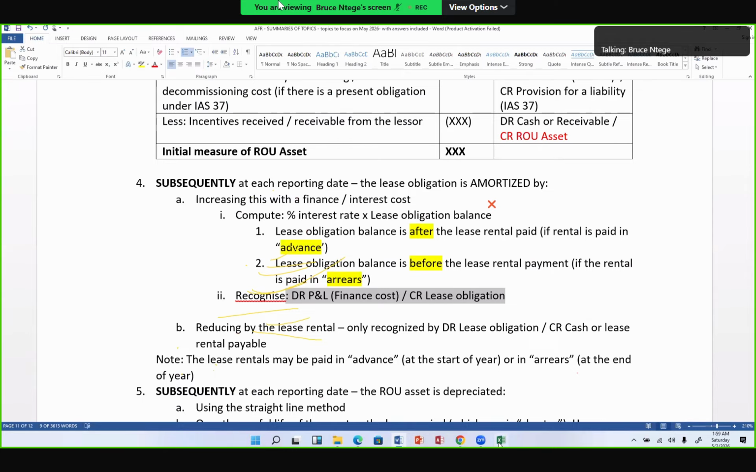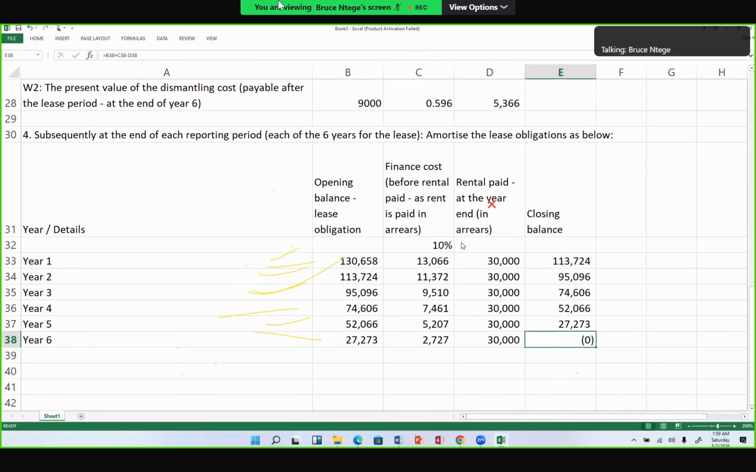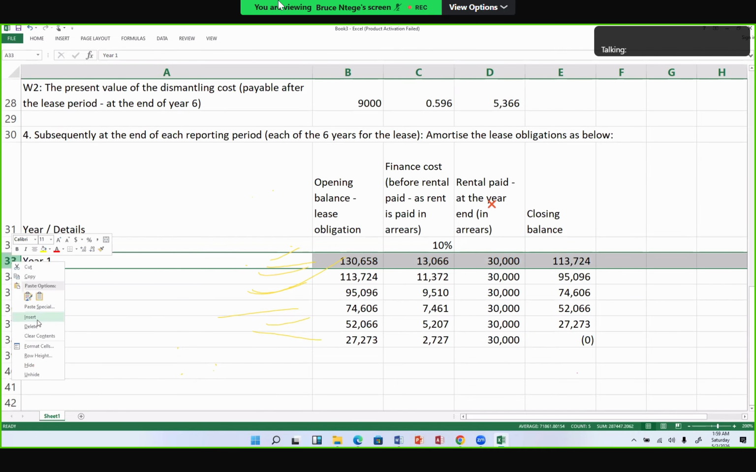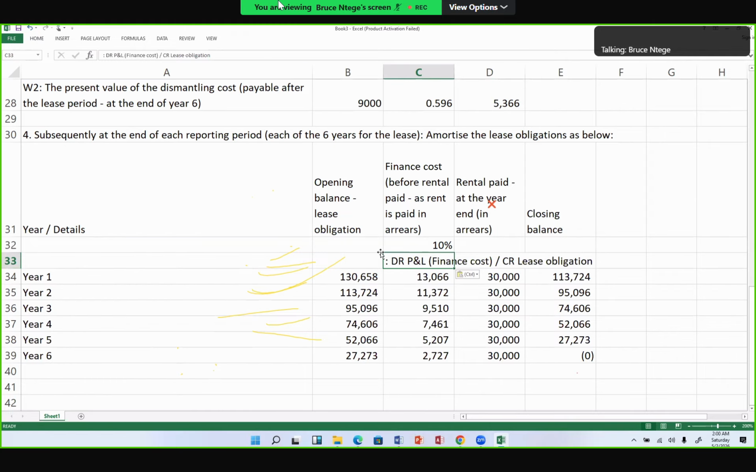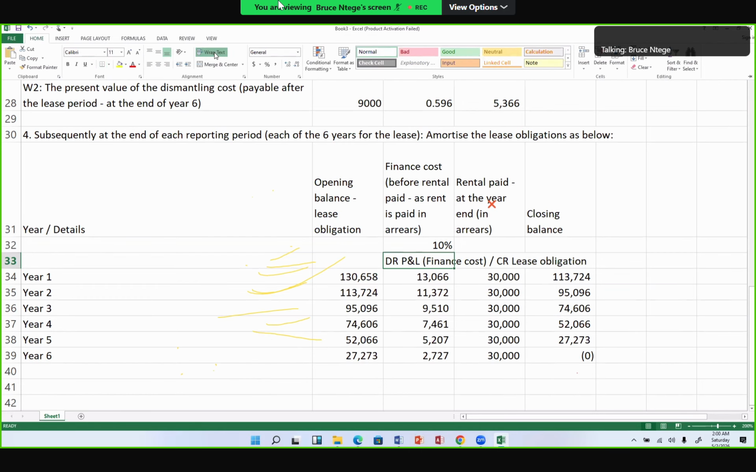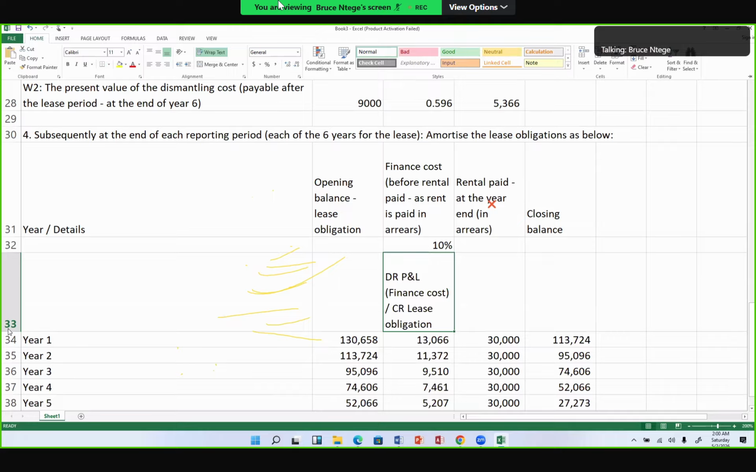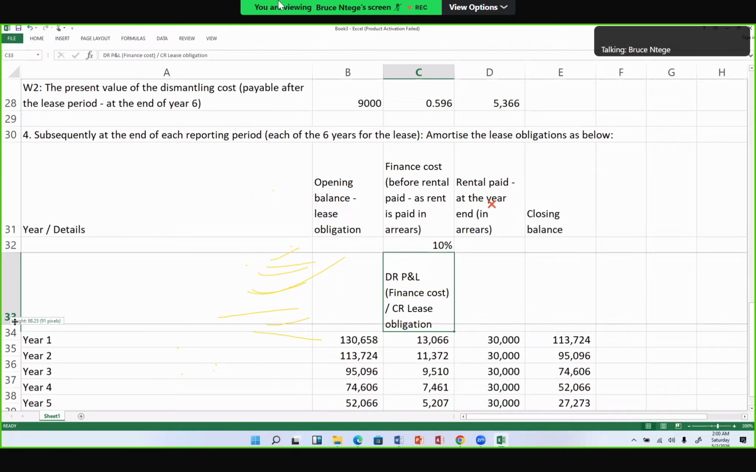So let me just go and put it on my table here, so that everywhere I have a finance cost, in this case, I am debiting the P&L, a line called finance cost, and I'm crediting the lease obligation. Okay, so let me just put that double entry in there so that it's clear that you're always debiting the P&L and crediting the lease obligation.